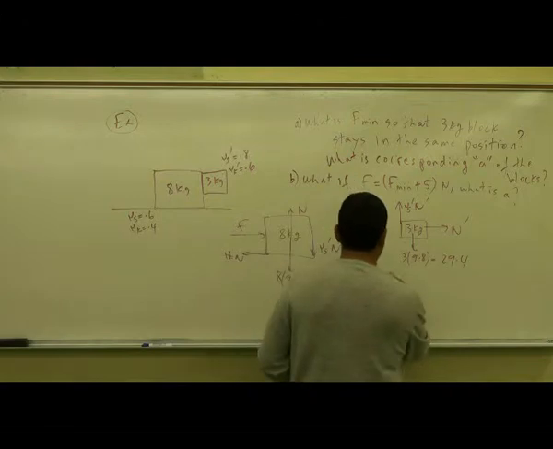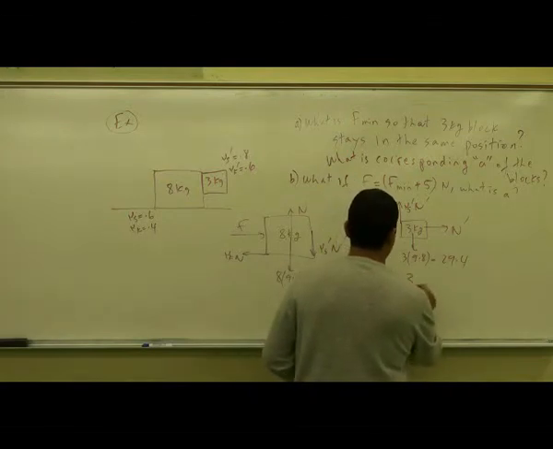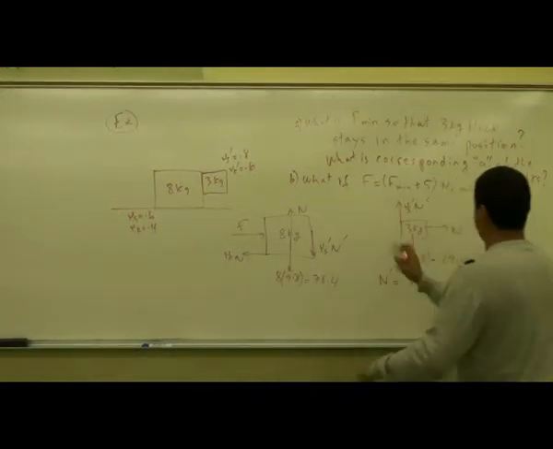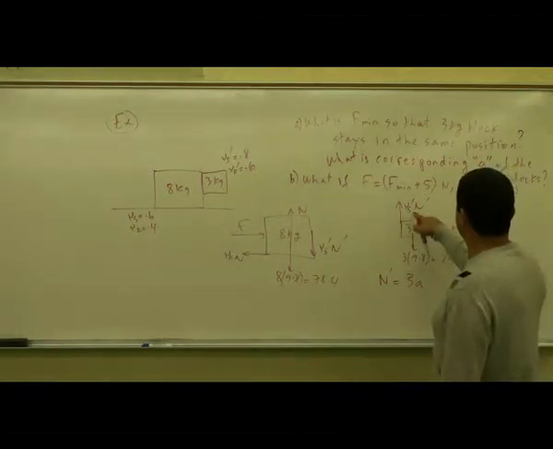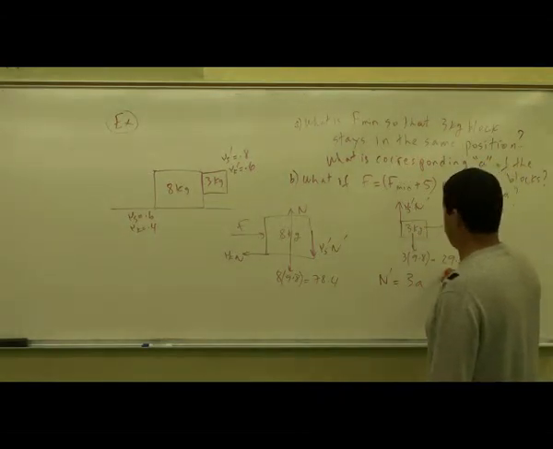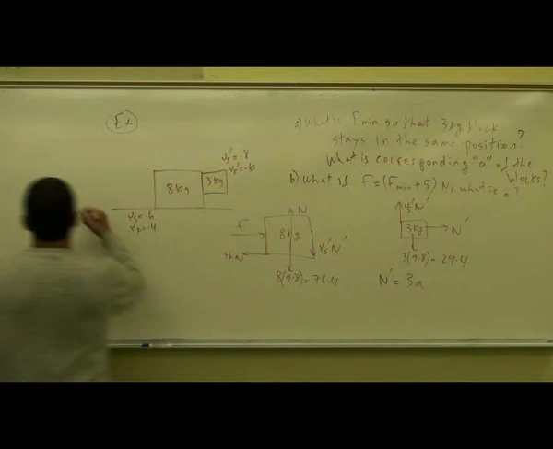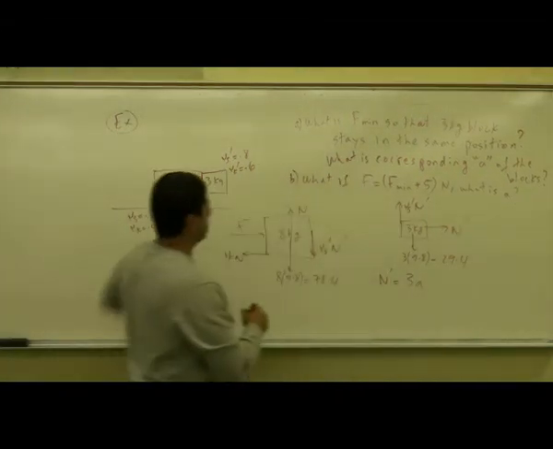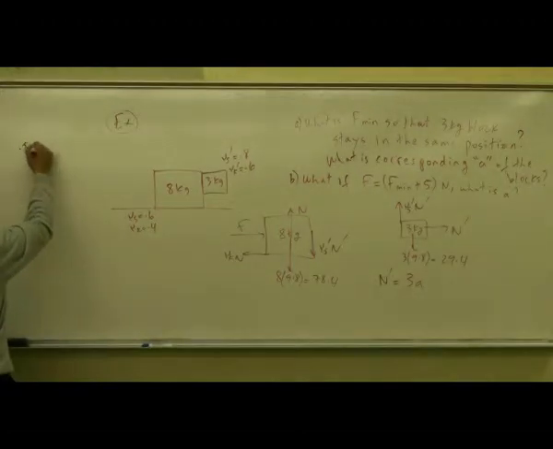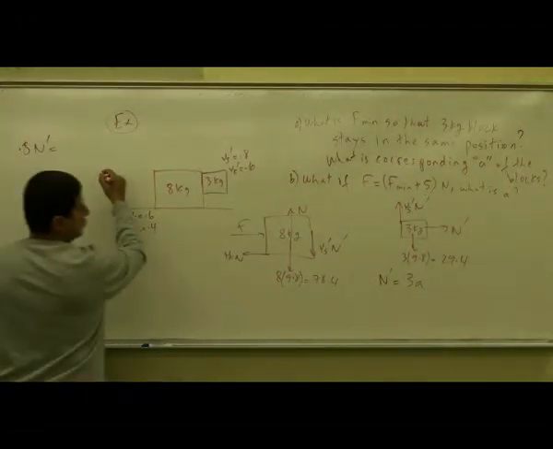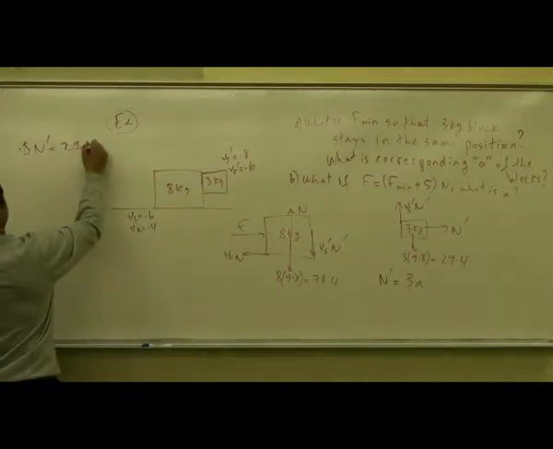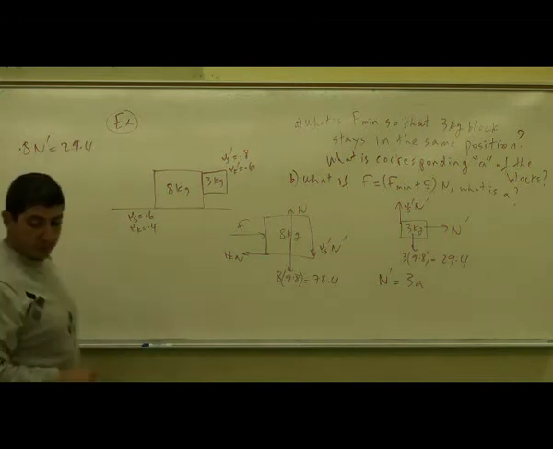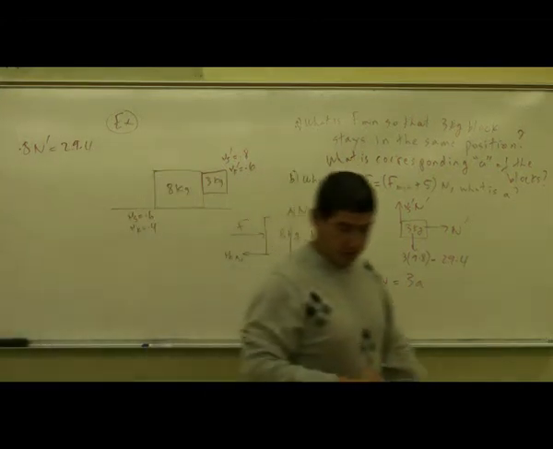N prime is equal to 3A. There is no other horizontal force. And then mu S prime N prime has to equal 29.4. So let's put that there. What's mu S prime equal to? It was 0.8. So 0.8 times N prime is equal to 29.4. From that, we can calculate what the normal force is.